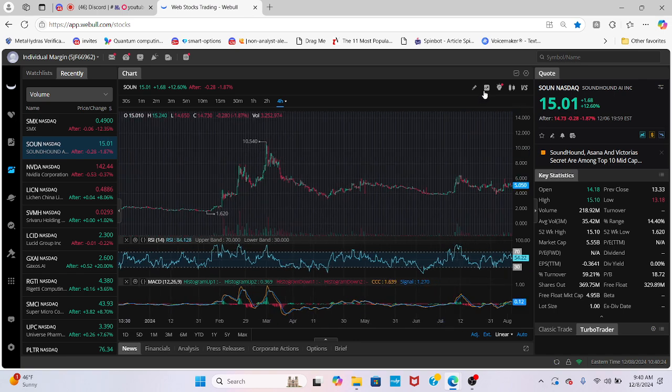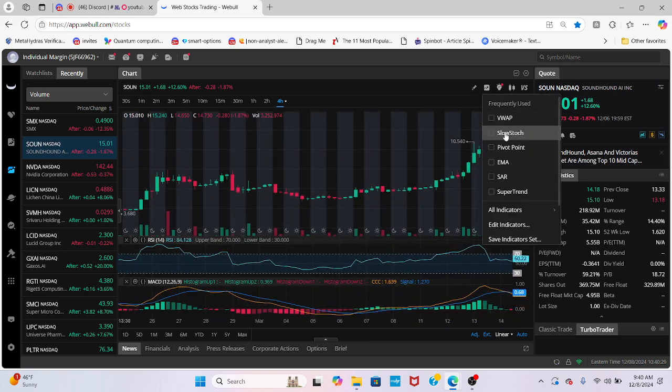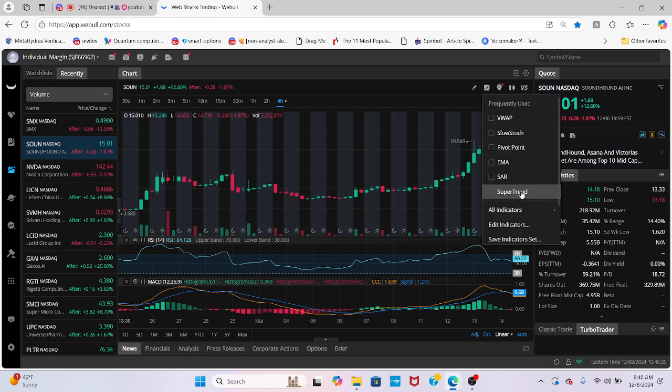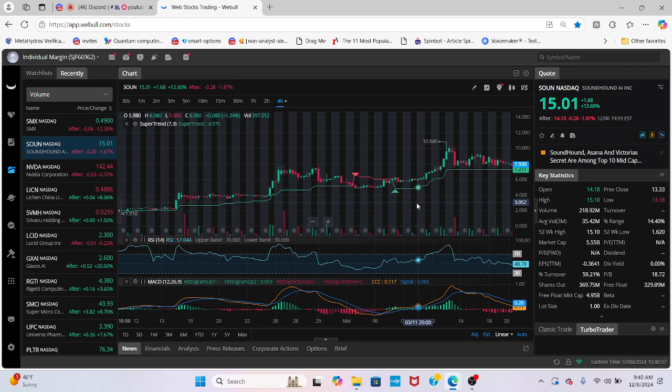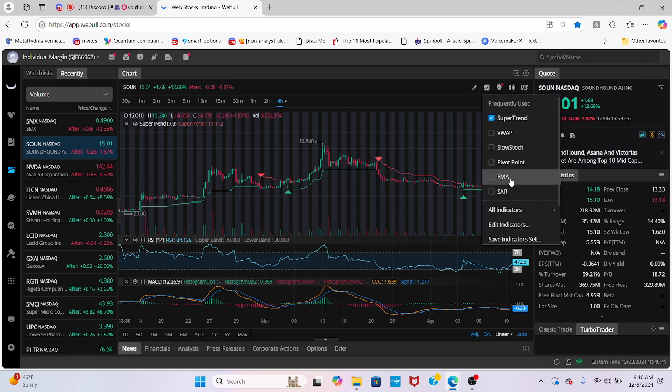But I am going to be showing you guys a couple other indicators you can be using. There's one indicator I'll just show you right now, the super trend. Look at this thing tell you exactly when to buy and sell. I'm going to make a video on this one as well here today.